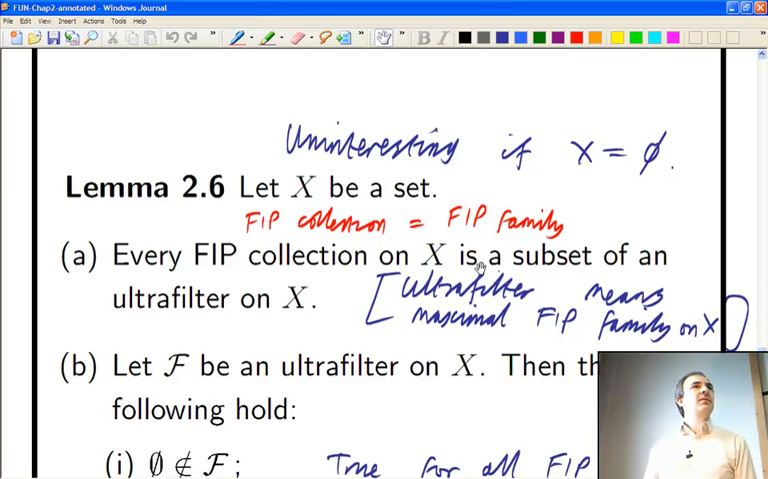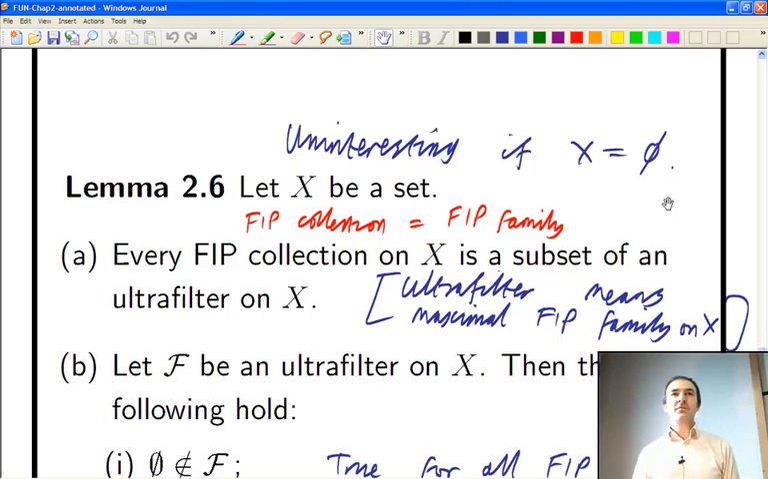We want to now conclude the proof of Tychonoff's theorem. So let me remind you where we'd got to last time. We'd had this lemma 2.6 talking about maximal FIP collections, or FIP families, which turned out to be the same things as what other people called ultrafilters.